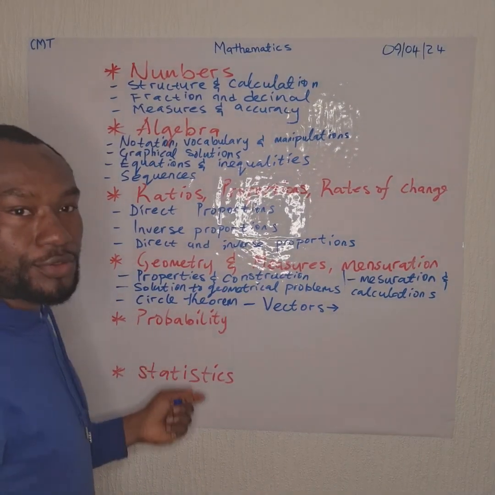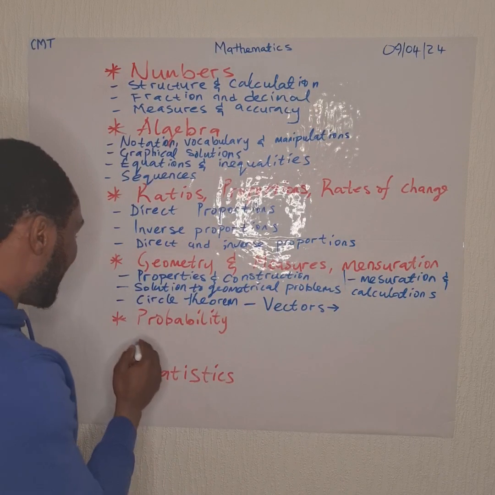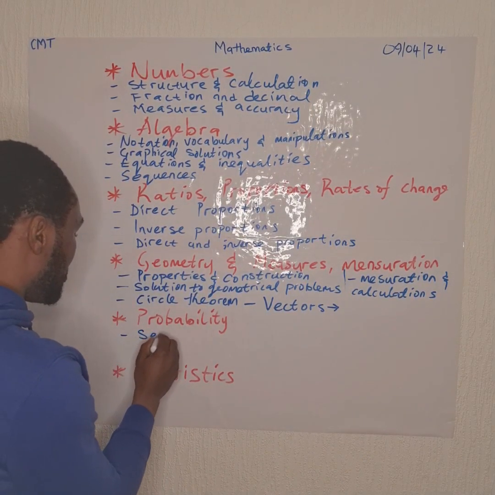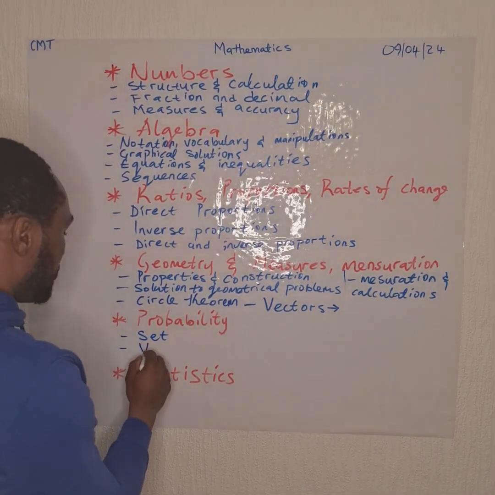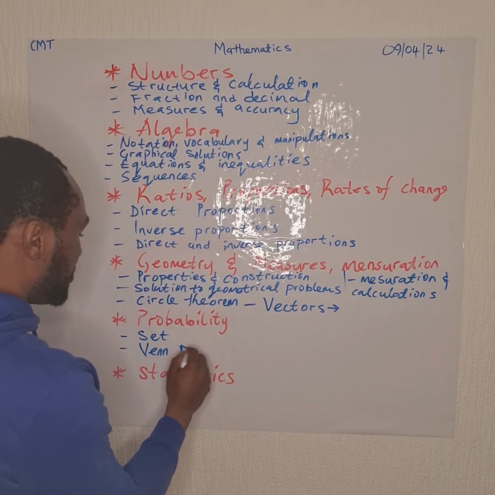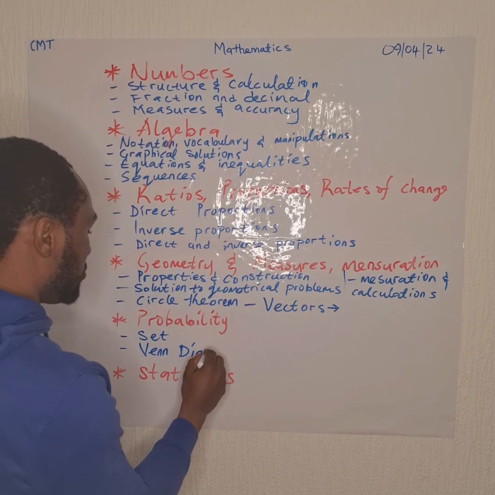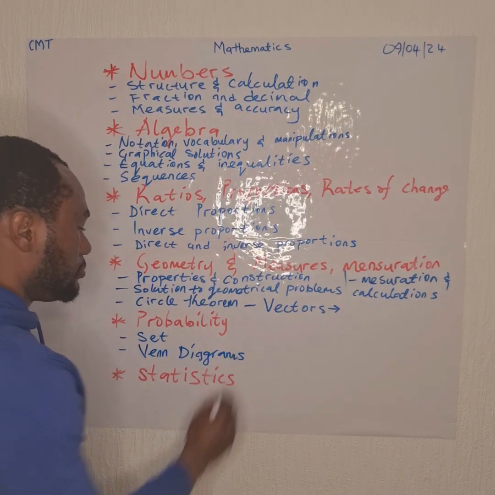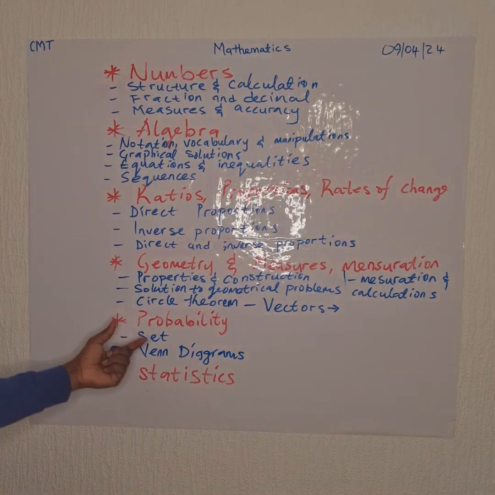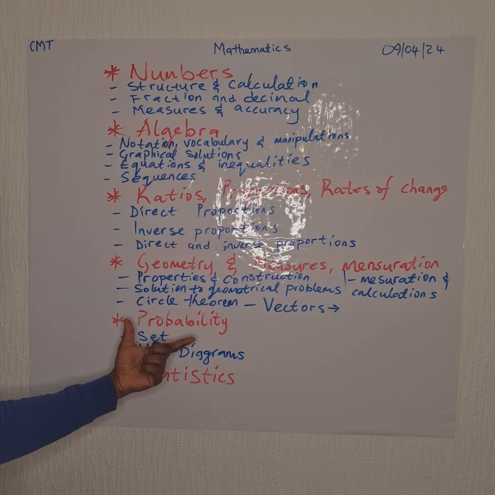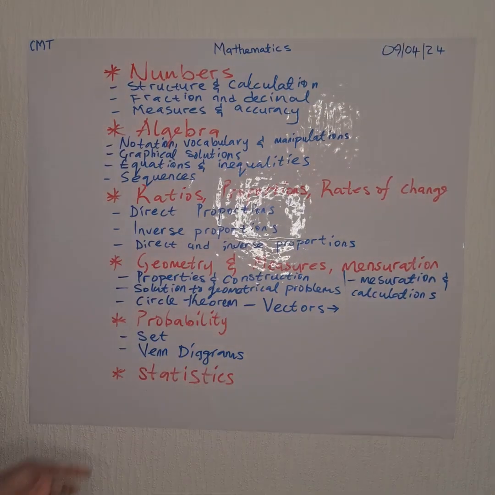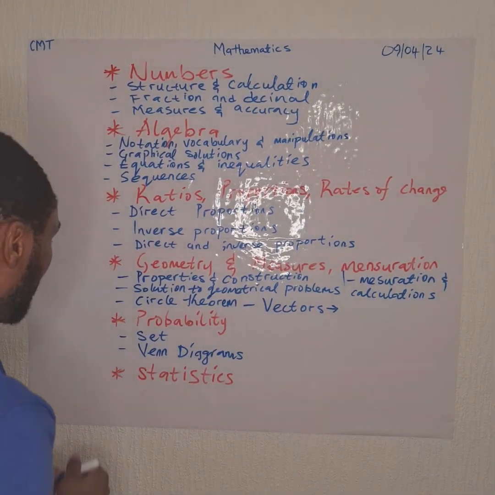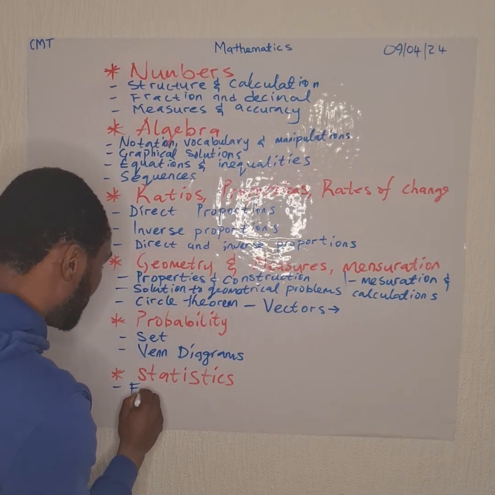Under probability, we're going to treat it, and then we'll treat everything that has to do with sets, and then we'll look also into Venn diagrams. So under probability, we'll do probability and chances, and then we'll treat sets, and then we'll look into Venn diagrams and its solution.